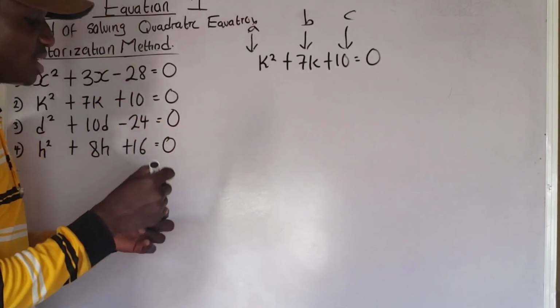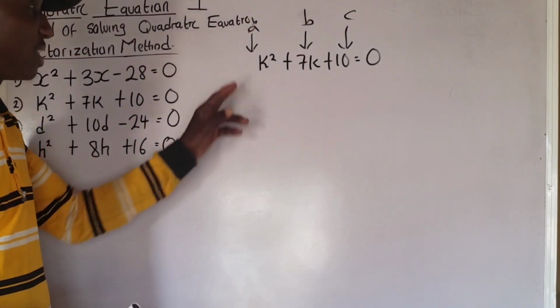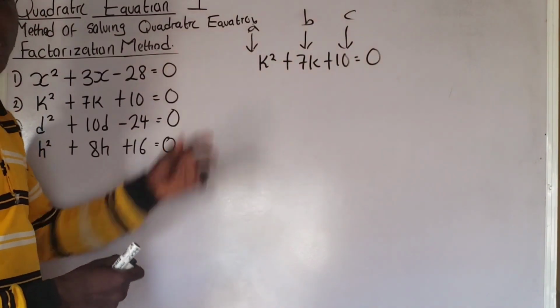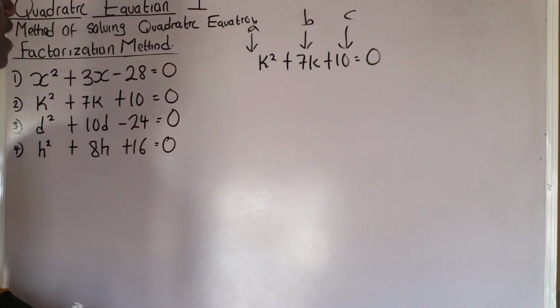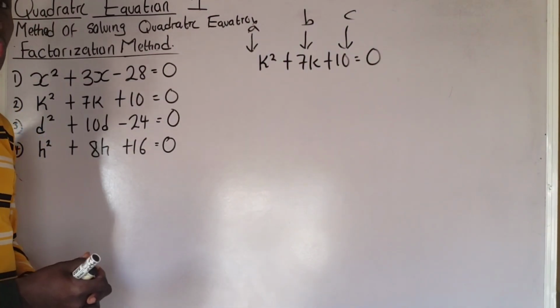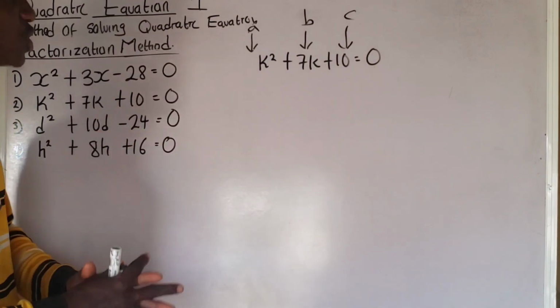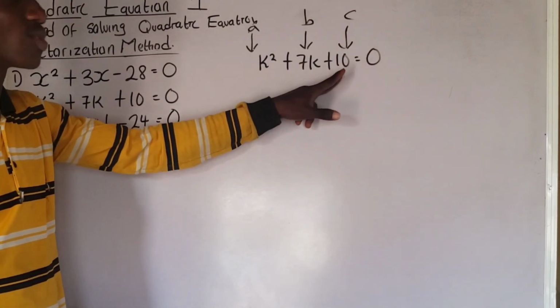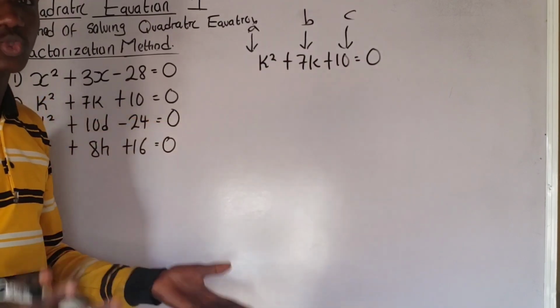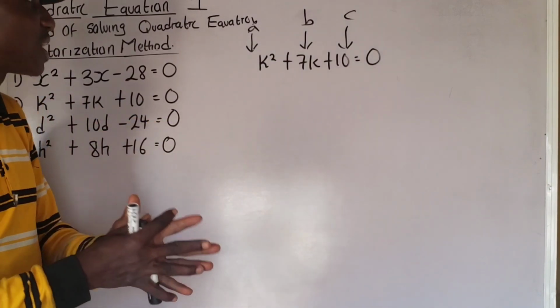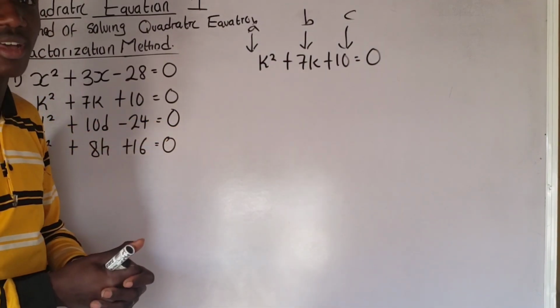A is 1. You understand? So there is an invisible 1 as the coefficient of this k squared. Now, to solve this quadratic equation, you have to find two numbers such that when you take their product, you must have the constant term. The constant term here is what? 10. What are those two numbers? And if you add these two numbers together, you must have 7 as your answer. What are those two numbers?